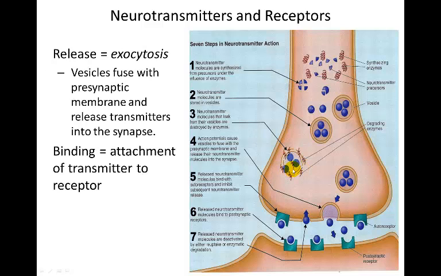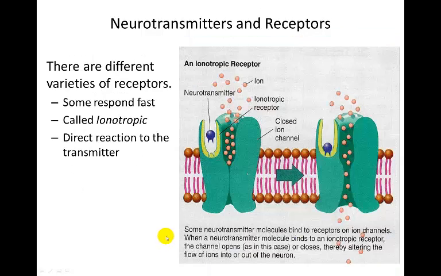Then the third phase is the release. Action potential causes the vesicles to fuse, and through a process of exocytosis, release the neurotransmitter into the synapse. Now they're going to have a binding to the receptor, and that binding can be on an ionotropic receptor. You can see this neurotransmitter fits perfectly in this receptor, and that causes the ion channel to open up and to let ions into this postsynaptic cell.